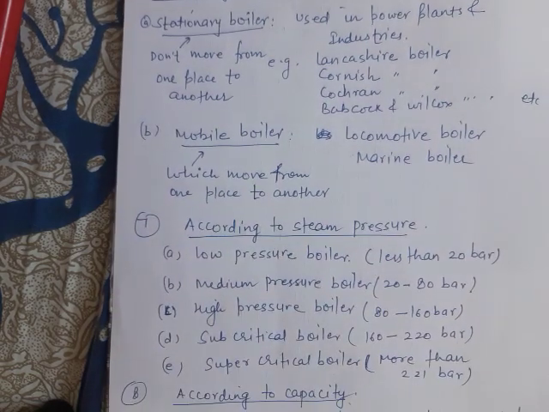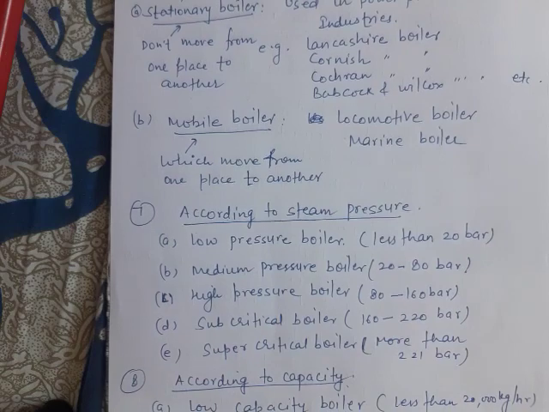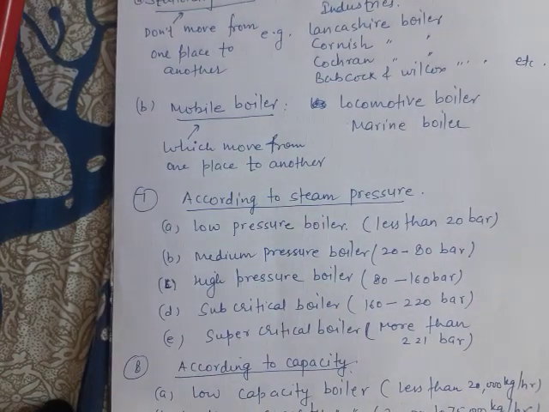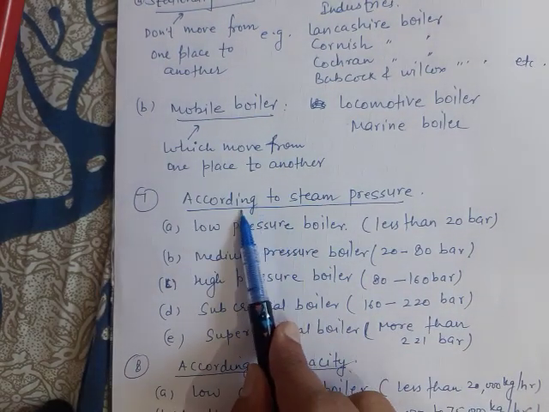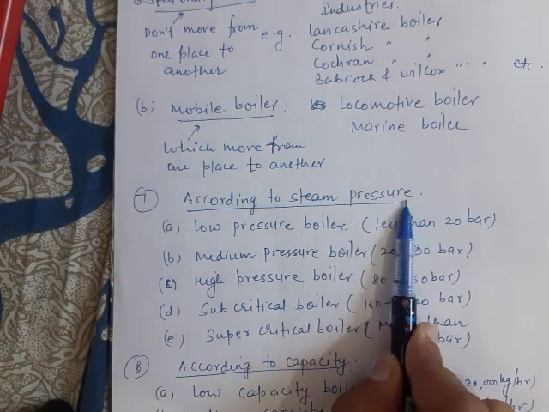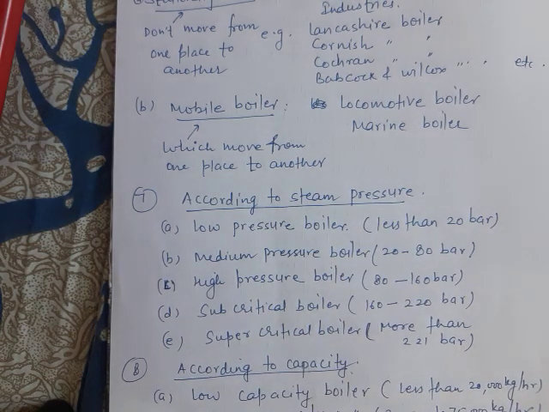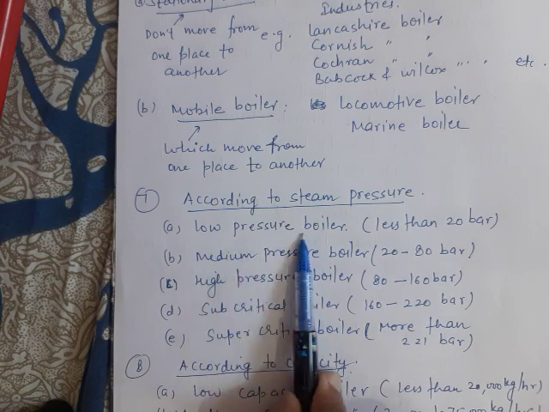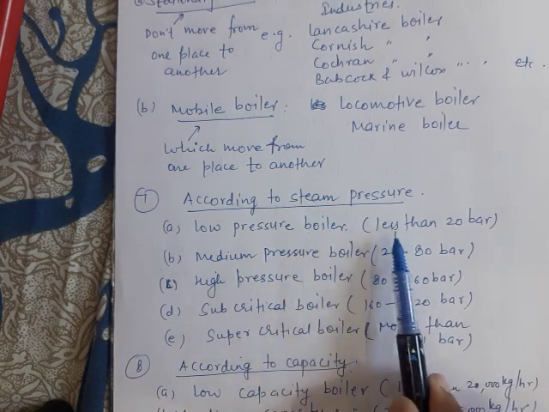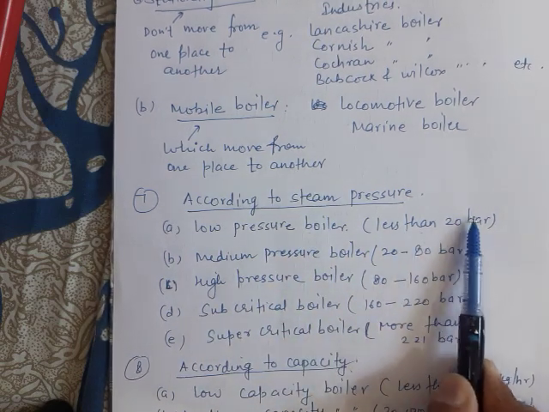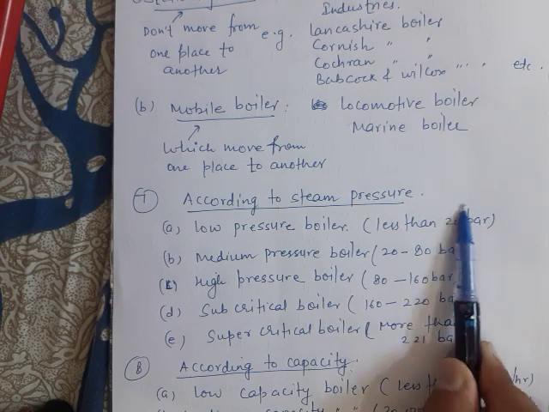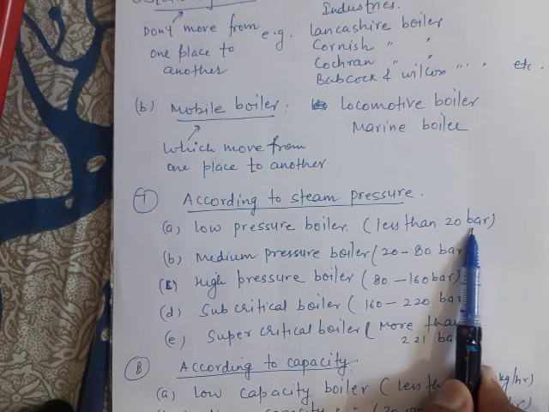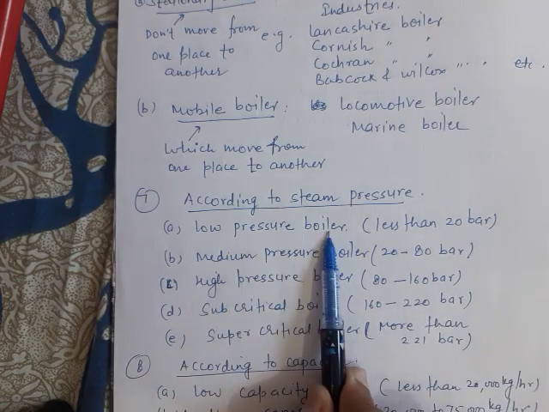Now the seventh important criteria for classification of the boilers is according to the steam pressure. At what pressure the steam is generated, that is a very important criteria to classify the boilers. There are 5 categories under this criteria. One is low pressure boiler, the boilers in which the steam is generated below a pressure of 20 bar. When the boiler operates at a pressure less than 20 bar, the boiler is known as low pressure boiler.